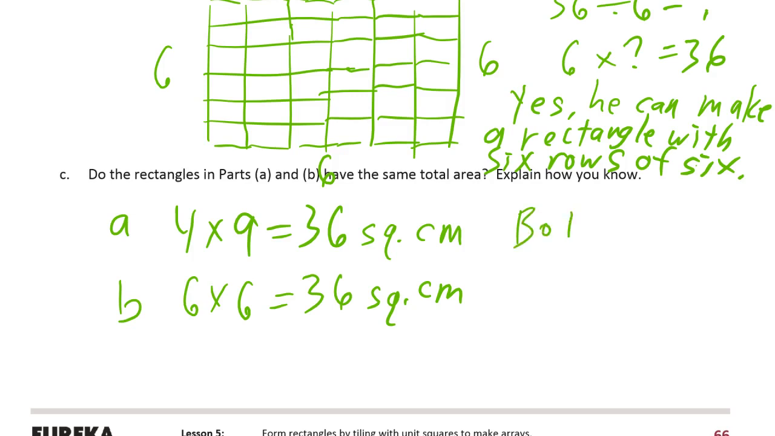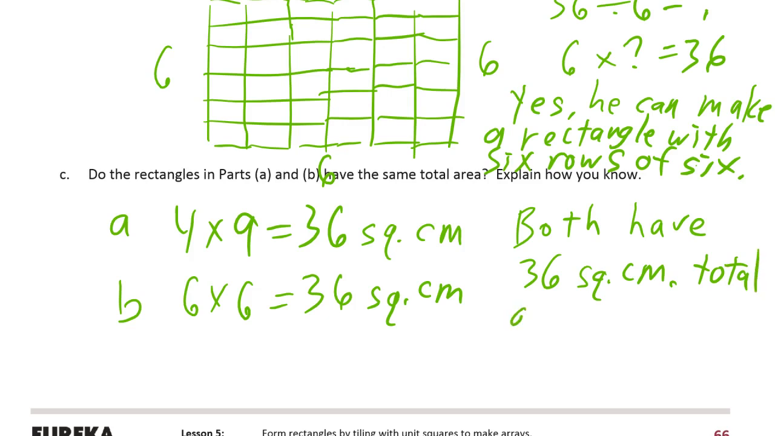Both have 36 square centimeter total areas.